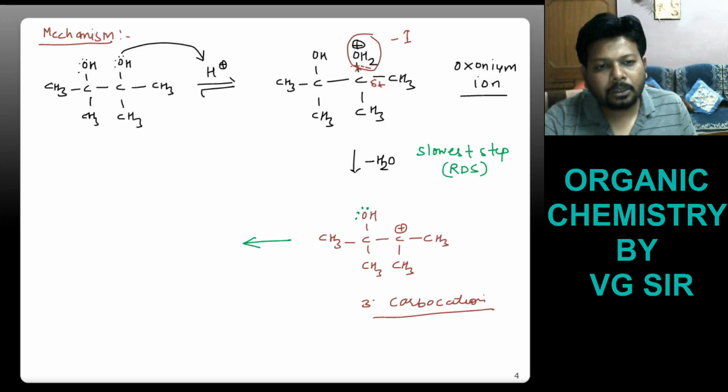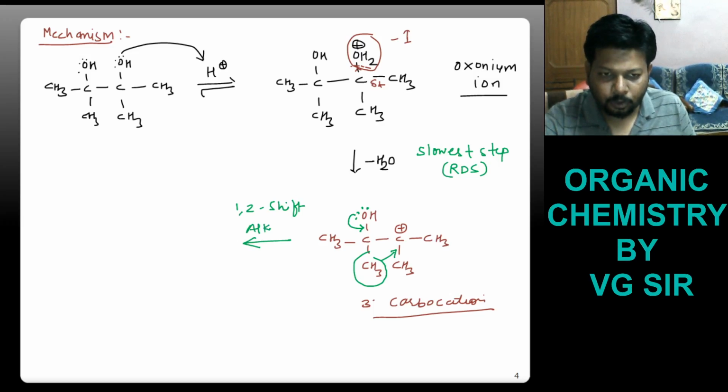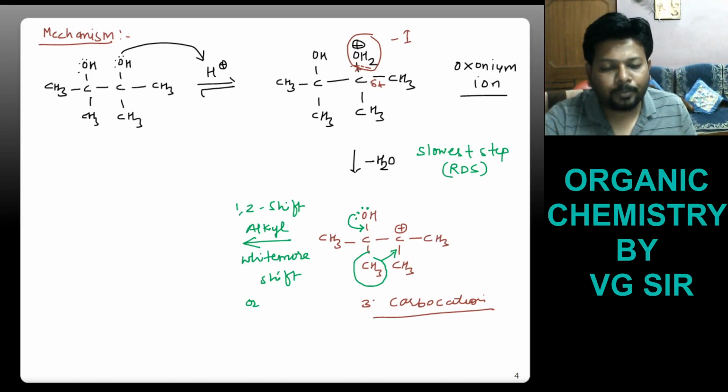So what will be the process? This electron will come over here, and suppose this group will migrate over here. So there will be a 1-2 shift of the alkyl group, which is known as Whitmore shift, or because this alkyl group migrates with the electron pair, more correctly it will be known as a 1-2 alkanide shift. Alkanide is the word we use for a carbanionic species. So it is a 1-2 alkanide shift.